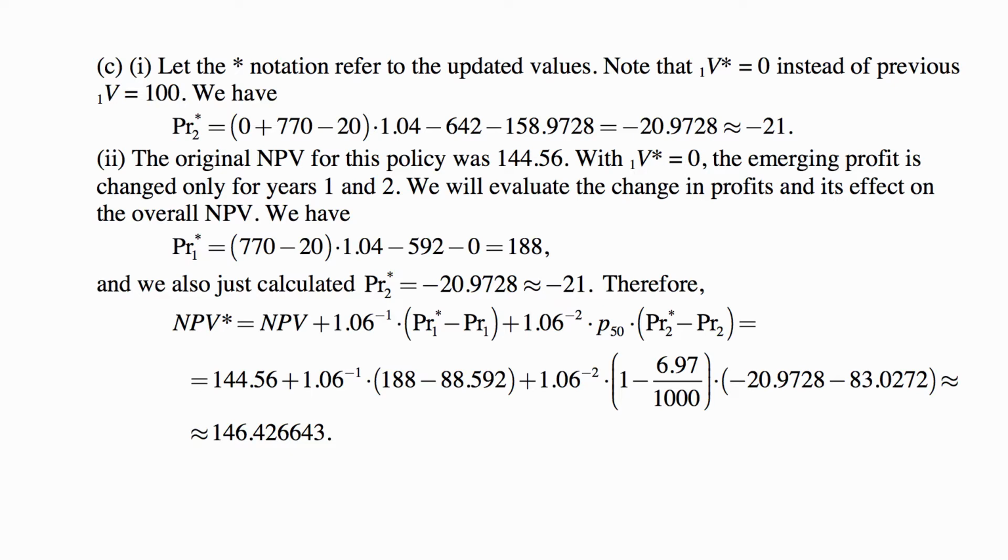Discounted, of course, and accounting for survival to the beginning of a second policy year. And then we have all the numbers here. So we plug them in, and this turns out to be 146.426643 versus previous 144.56.